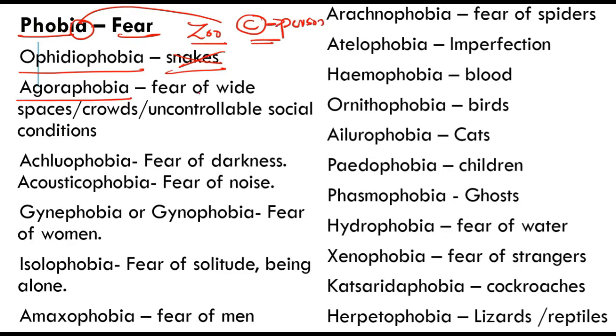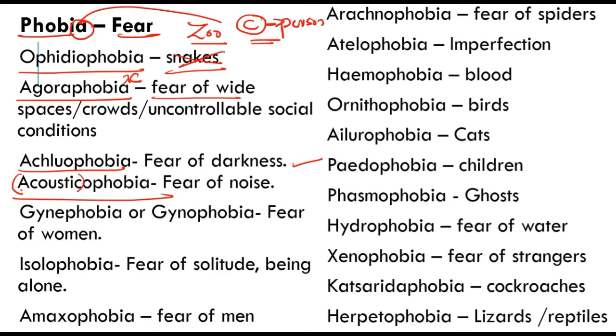Agoraphobia. Agoraphobia means fear of open spaces, or fear of getting into crowds, staying with a lot of people. So if you are a person who is afraid of these situations, then you are an agoraphobic. Acrophobia, fear of darkness. Acoustic phobia.